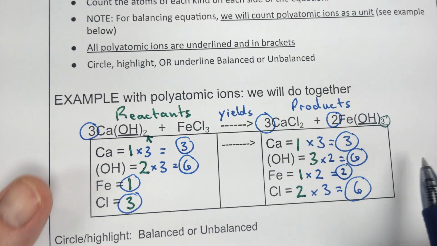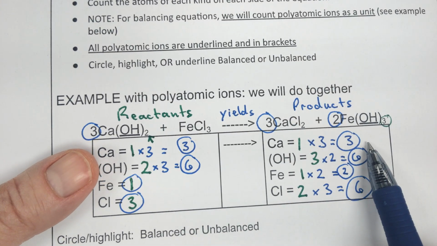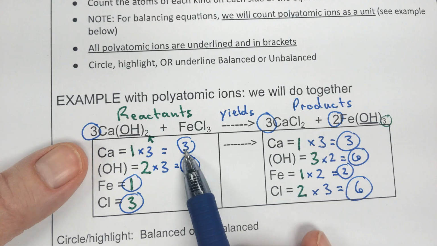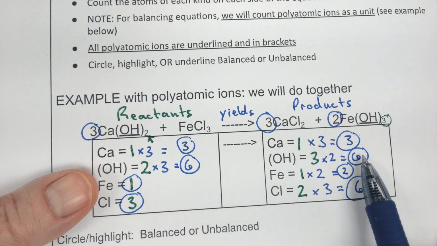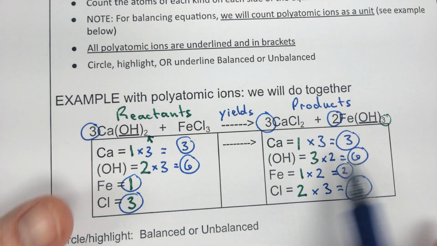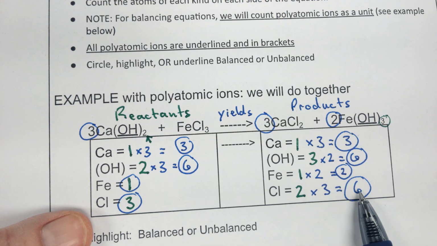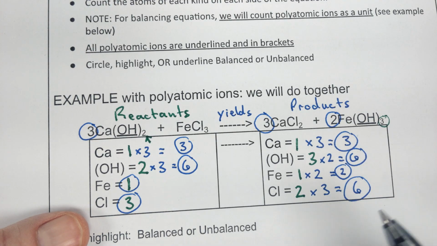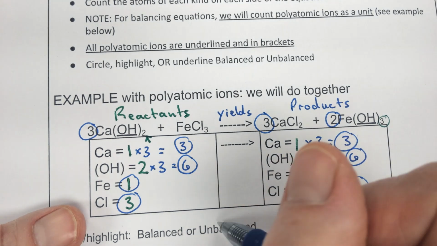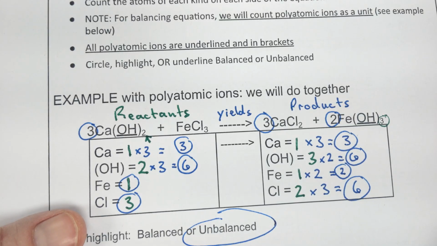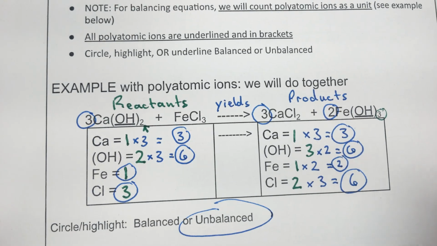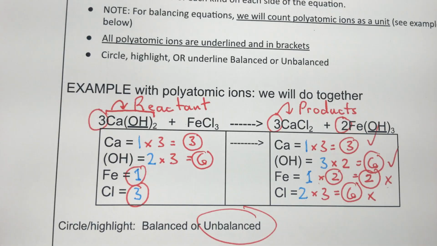All right, now my list is in the same order on both sides, and I'm going to compare and see if my equation is balanced. 3 calciums on both sides, 6 hydroxides, but wait, 1 iron here and 2 here, 3 chlorides here and 6 here. So this equation is not balanced. I have more of some things on this side than the other. So all I'm going to do for this worksheet is just circle unbalanced. All right, so you can stop watching this at any time you understand. I'm going to go through a few more.